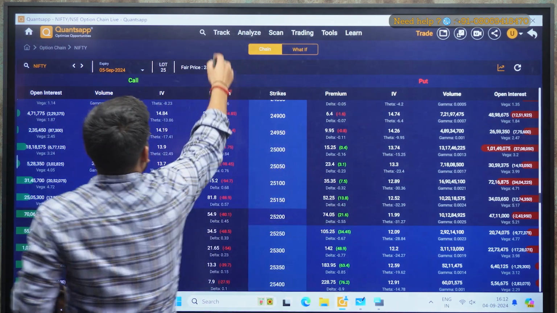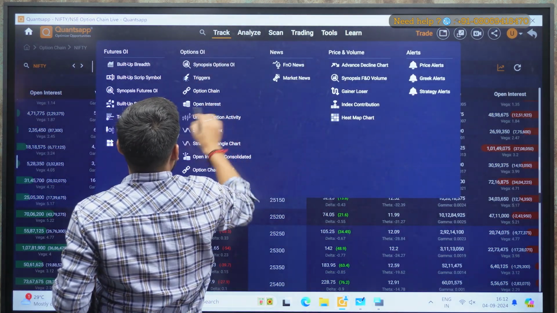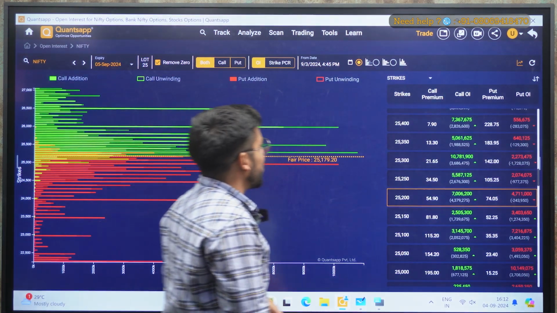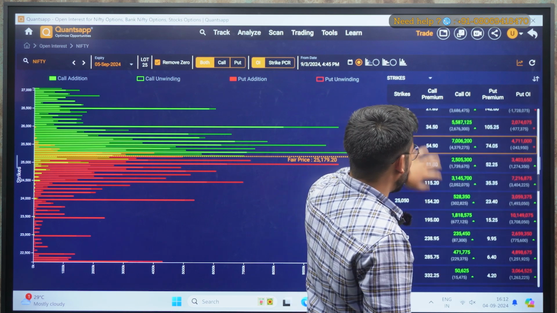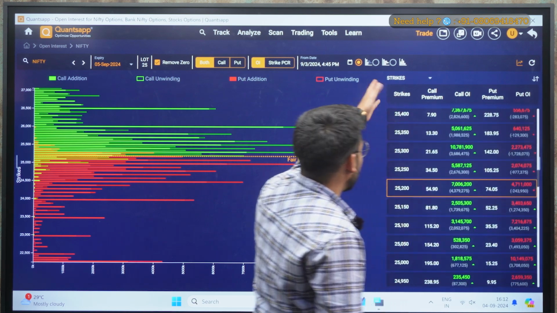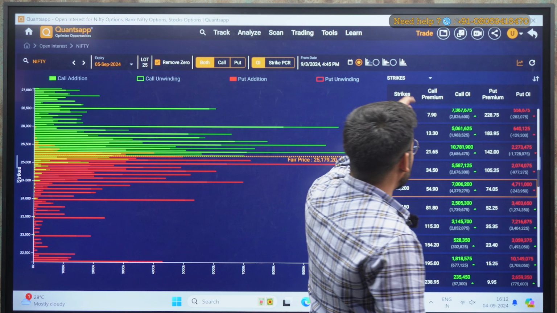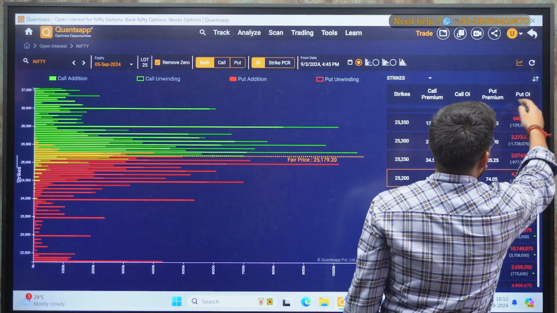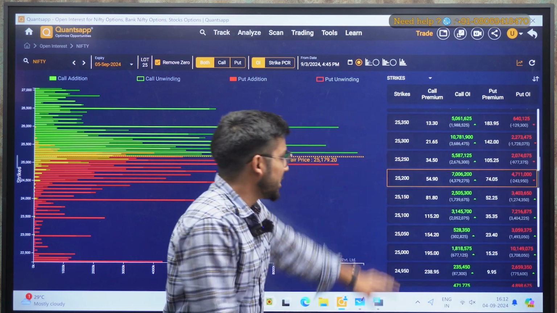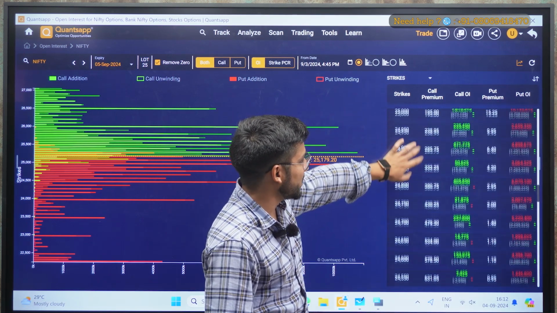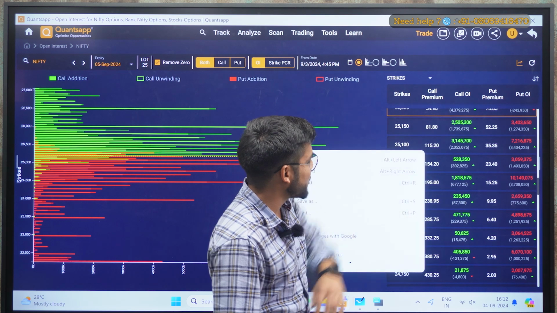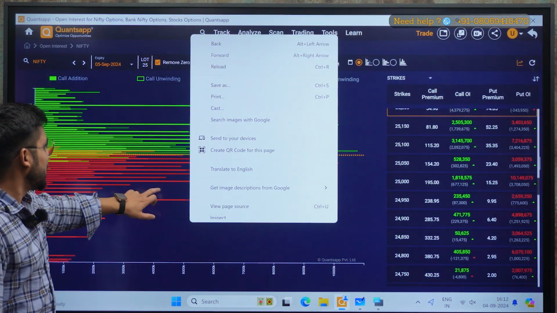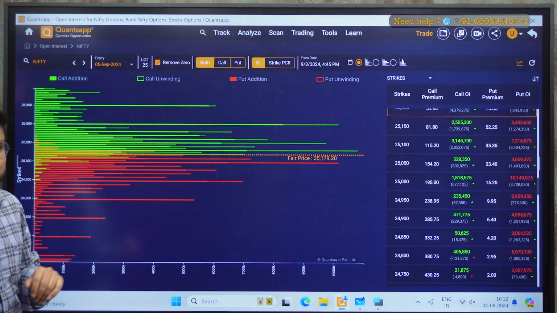Now let's come to open interest. Here you can see we have given you open interest in a tabular form also. Here are the multiple strikes, and you can see the premiums, and the same we have given for the put OI and the put premium. If you like the tabular form, you can see the open interest from this side, and here we have provided open interest in a graphical representation.